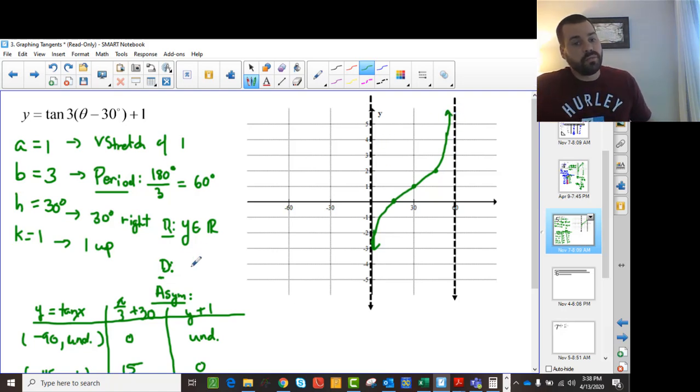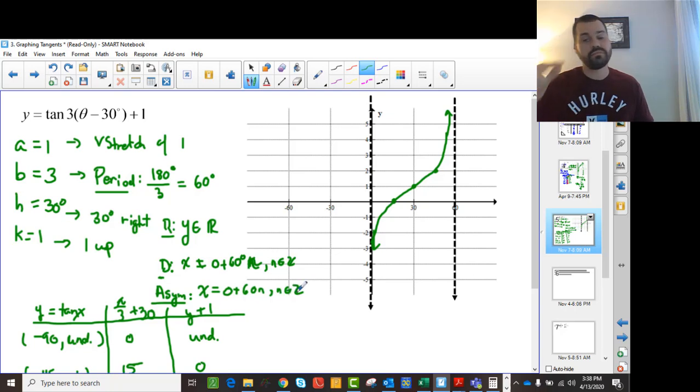So then I'm going to look at my domain. I'm going to say x can't be the first asymptote, which is 0, plus the period, which is 60k. So I'm going to say it can't be 0 plus 60k, or 60n. I guess we've been using n, where n belongs to the integers. And that means our asymptotes, our x is equal to 0 plus 60n, where n belongs to the integers. All right, and that's my answer for that one.